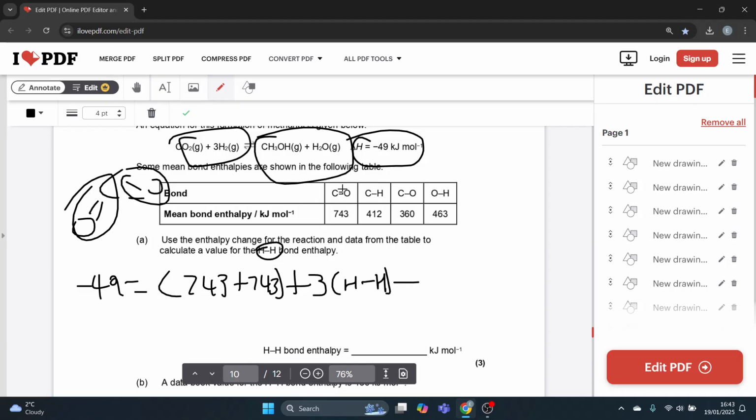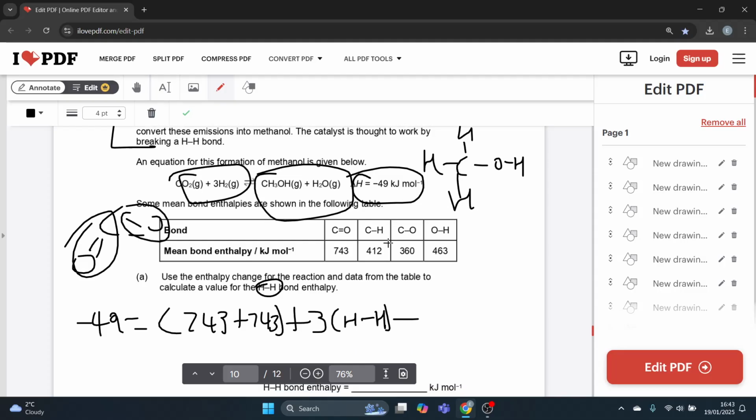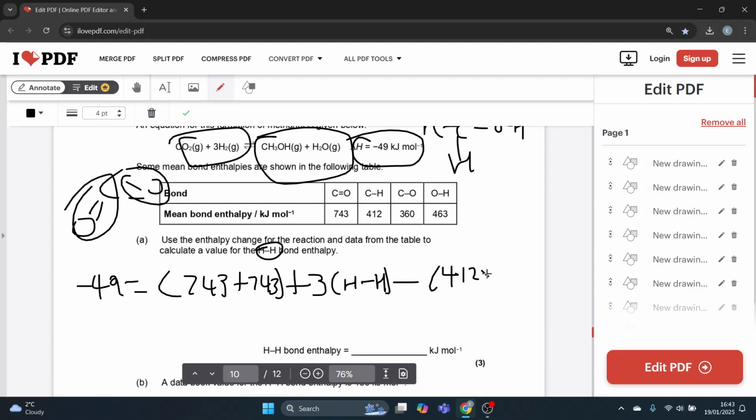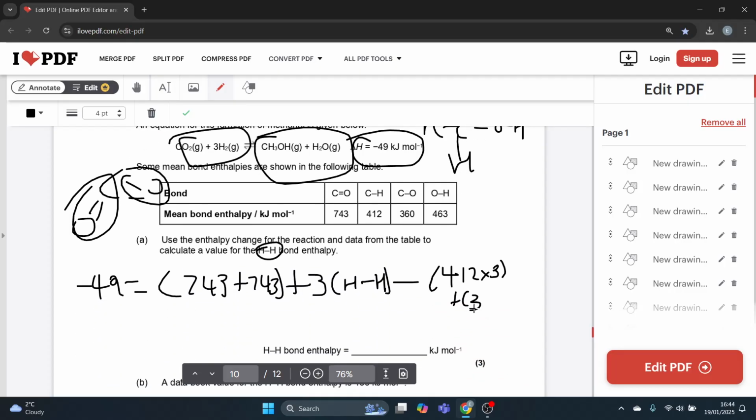Minus energy released when new bonds are formed, methanol, CH3OH, so I've got CH3, 412 times 3, plus CO 360, plus an OH 463, and then plus your H2O, or water, so it's going to be 463 times 2.